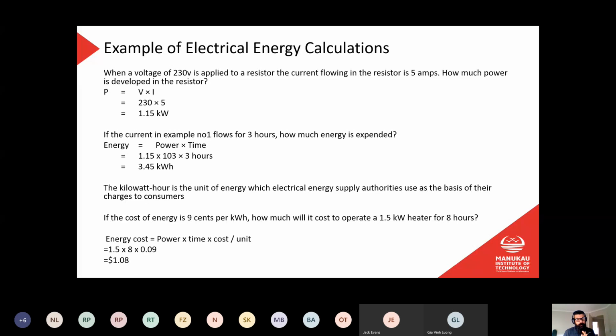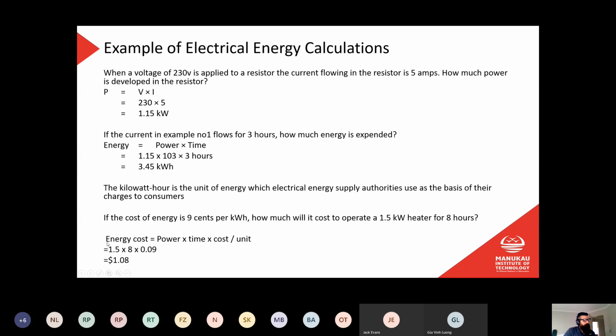That's not a realistic number, by the way. If you're getting 9 cents per kilowatt hour, then use all the power you can, because it's an insanely cheap value. I think it's around 30 cents for most places, somewhere between 25 and 35 cents per kilowatt hour. Anyway, our energy cost is power times time times the cost per unit.